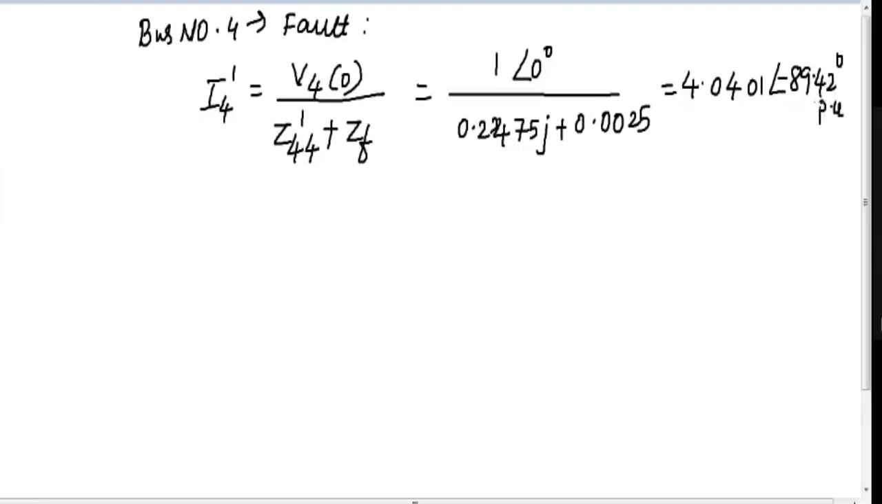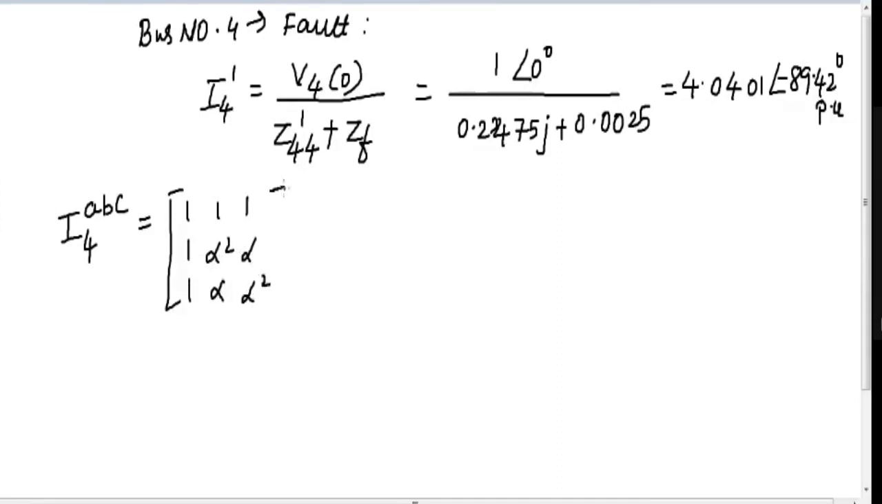Don't forget to write per unit, because even though this is a fault current, the unit will be per unit, because all the values which we have considered are in per unit. Next, we have to calculate the I for ABC, that is the phase component. So this is equal to the matrix [1 1 1; 1 alpha square alpha; 1 alpha alpha square]. This is the transformation matrix. Then here we have to write I for 0, I for 1, and I for 2.